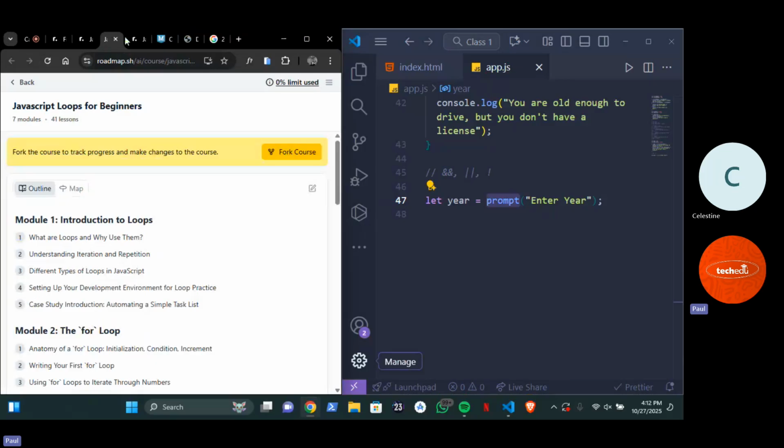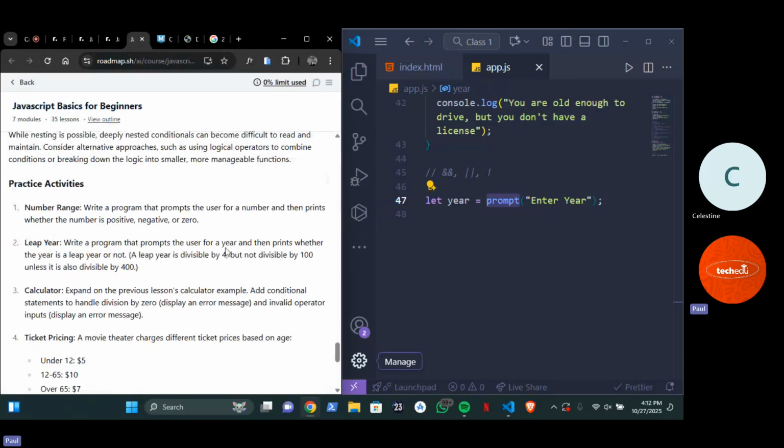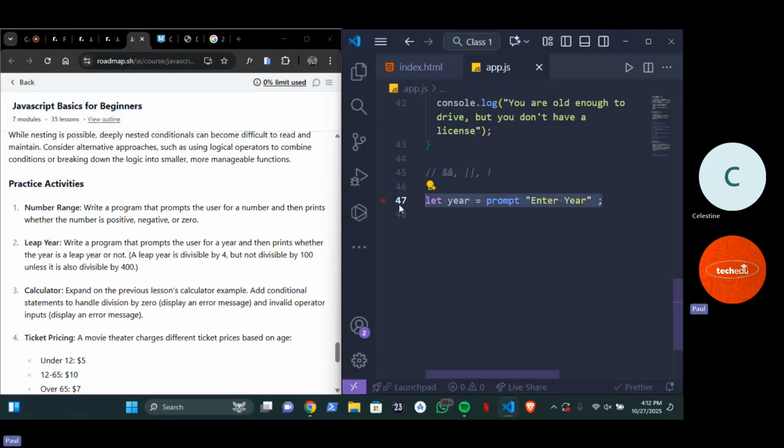Okay, good. Write a program that prompts a user and then prints whether the year is a leap year or not. Again, the first thing is what? Enter your prompt. Let year equals to what? Prompt. And what's the prompt? Enter year. Now the next thing is what? Check whether the year is a leap year or not. Now they've given us some hints. The first hint is what? A leap year is divisible by 4, but it is not divisible by what? 100.